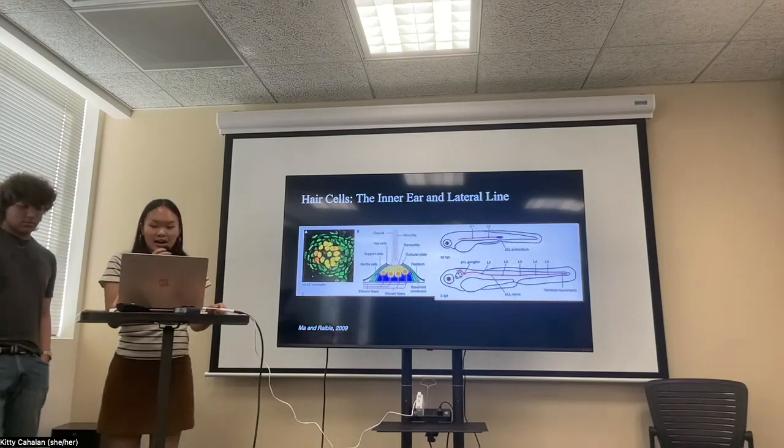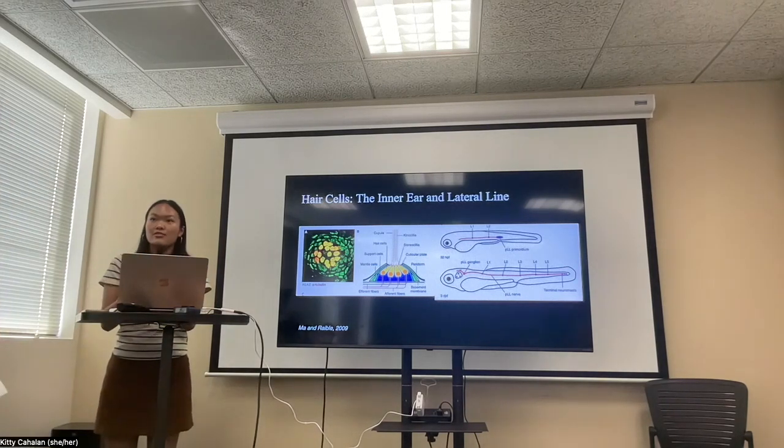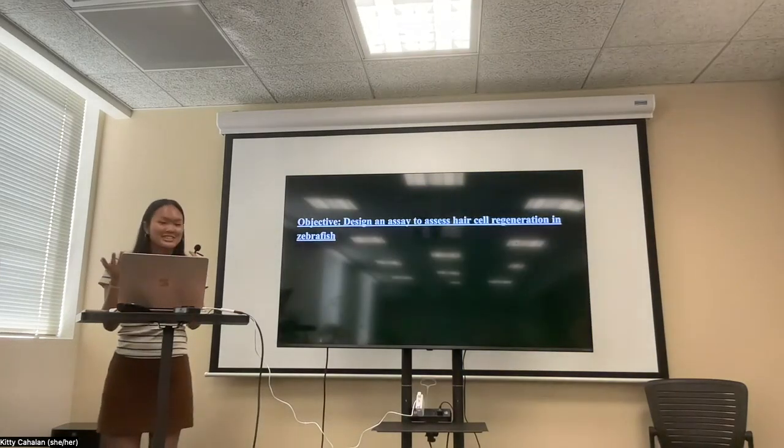Our objective, or I should mention first that the leading cause of hearing loss in mammals is the loss of these inner hair cells. What's interesting about zebrafish is that these hair cells regenerate, but in mammals they don't. So by selectively ablating these hair cells, we can design an assay that can analyze the regeneration processes of these hair cells. That is our objective, to design an assay to assess hair cell regeneration in zebrafish.